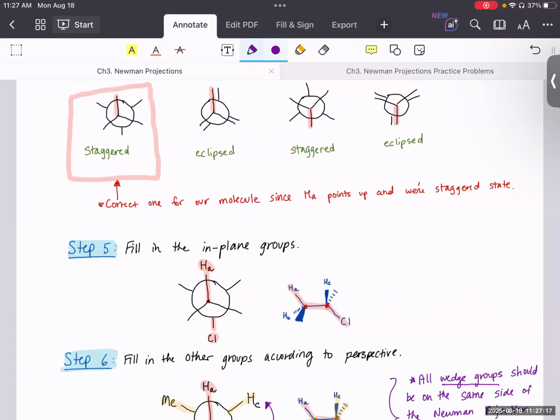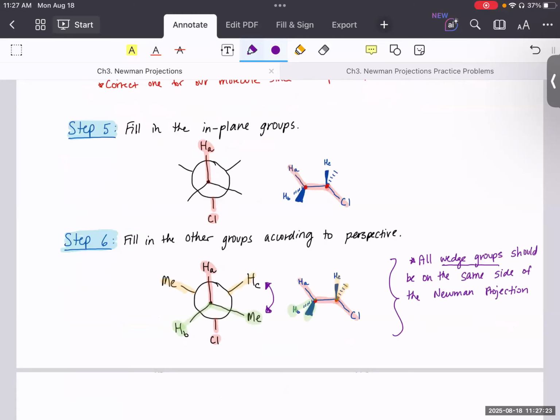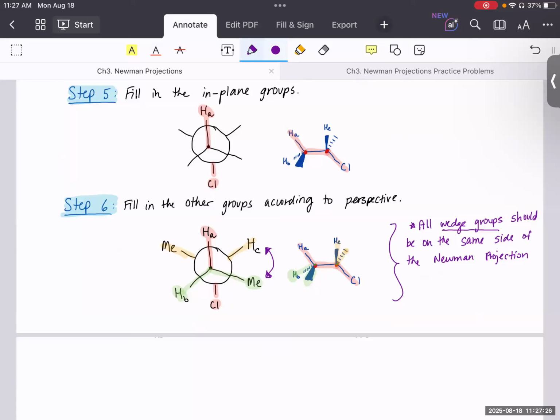All right, in the next video, we'll go through what exactly is the difference between eclipsed and staggered states and what that means for the strain that a molecule experiences. And then we'll also do some practice problems related to filling out a Newman projection given the different states.